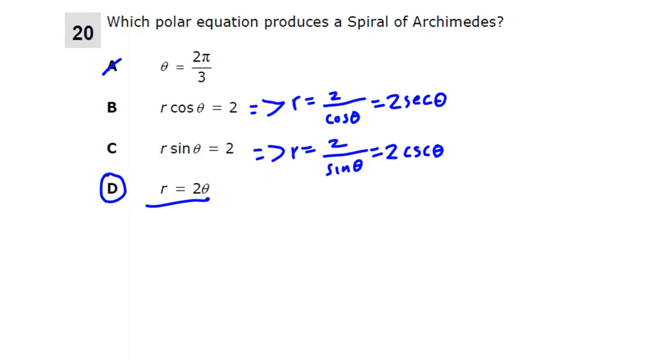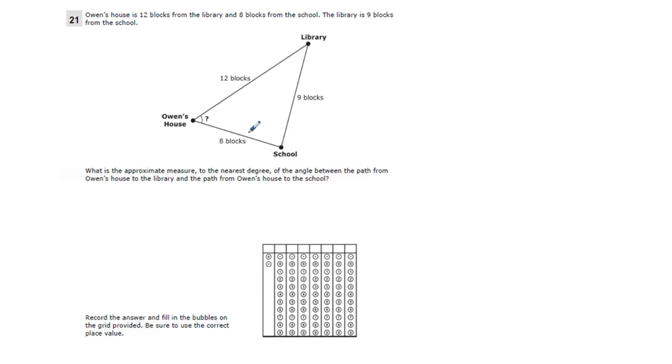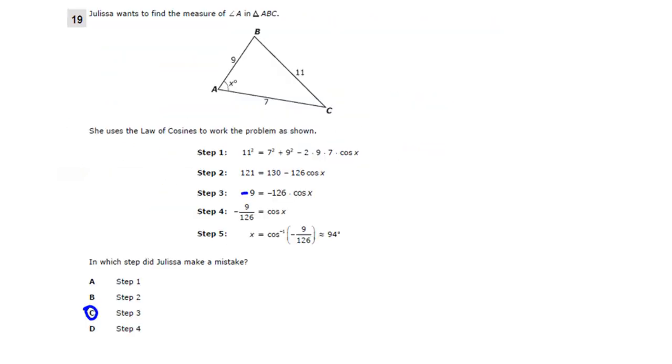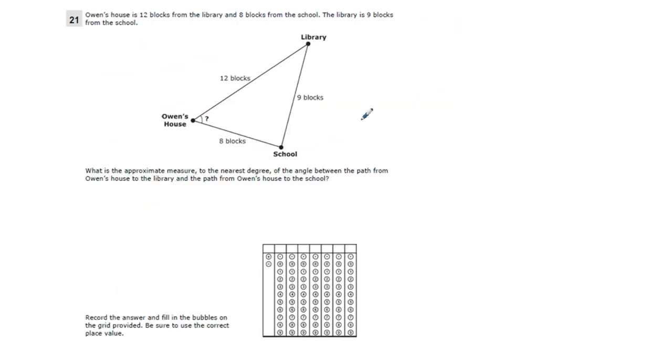Okay, now our last one, 21. Owen's house is 12 blocks away from the library. Okay, you know what this one is? This is the same as number 19, kind of. I think the numbers are a little different, but it's the same concept. We want to find this angle right here.